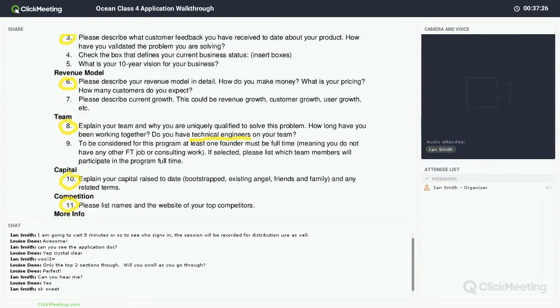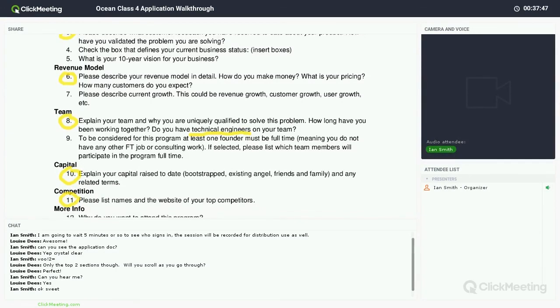Revenue model, again, the keyword here is assumptions. What are your assumptions for how you're going to make money? What are your assumptions for what it's going to cost for you to get that next customer, right? We're not looking for a financial forecast here, although I have seen that before in applications, a 3-year forecast. I've seen that before. That won't hurt you, but it's not required.